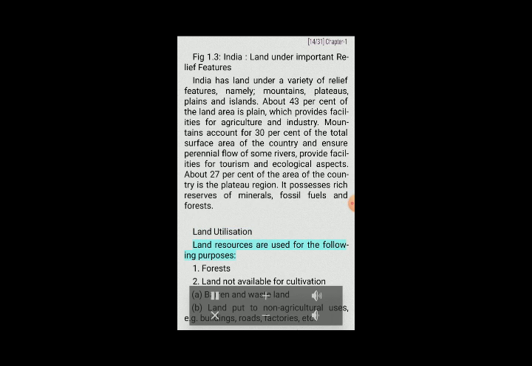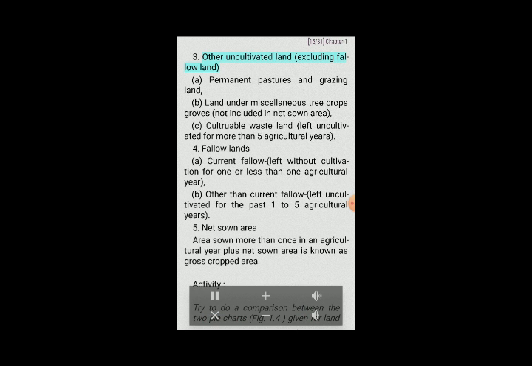Land utilization. Land resources are used for the following purposes. 1. Forests. 2. Land not available for cultivation: A. Barren and waste land. B. Land put to non-agricultural uses, e.g., buildings, roads, factories, etc. 3. Other uncultivated land, excluding fallow land: A. Permanent pastures and grazing land. B. Land under miscellaneous tree crops, groves, not included in net sown area. C. Cultivable waste land, left uncultivated for more than 5 agricultural years.